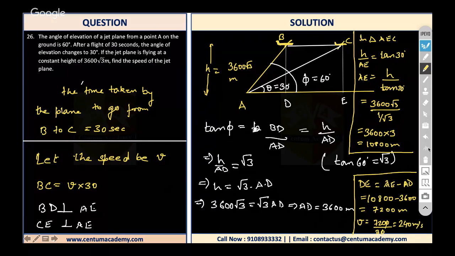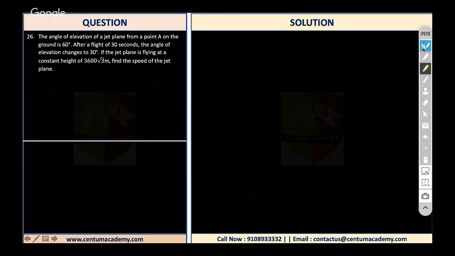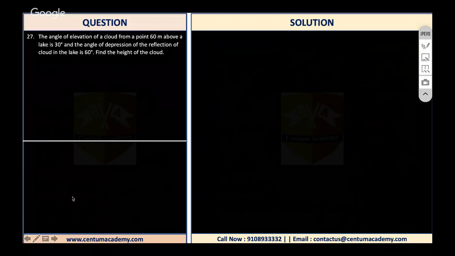Okay, next question. The angle of elevation of a cloud from a point 60 meter above a lake is 30 degrees, and the angle of depression of the reflection of the cloud in the lake is 60 degrees. Find the height of the cloud. So both angle of elevation and depression are there.